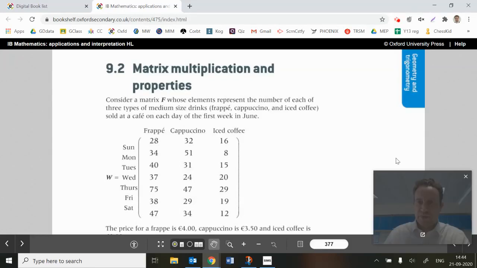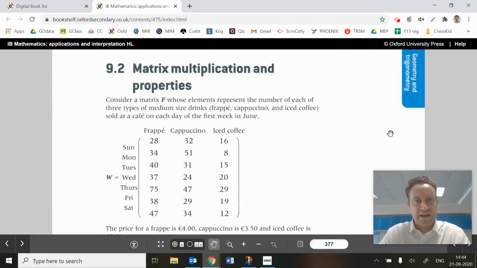Hi there guys, we're going to do some multiplication of matrices here. This is 9B from the HLAA book, and this starts off with some nice questions in context.